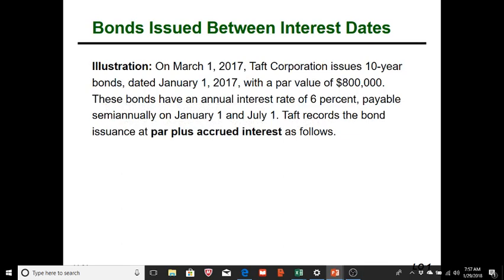So, to illustrate this, let's look at Taft Corporation, and they're issuing 10-year bonds. Their date is January 1st, 2017, and they have a par value of $800,000. They have an annual interest rate of 6%, payable semi-annually on January 1st and July 1st. So at the point of issuance, they record the bonds at par plus accrued interest because that is how they will sell them. They will sell them with a portion of the interest already attached so that when they pay that interest in July at full value, they aren't losing money. They aren't paying more than they have to.